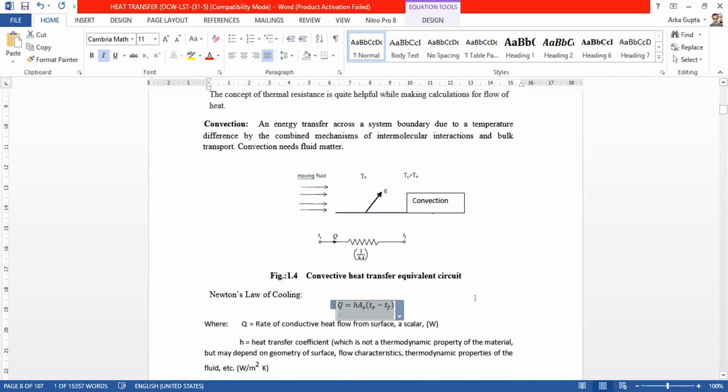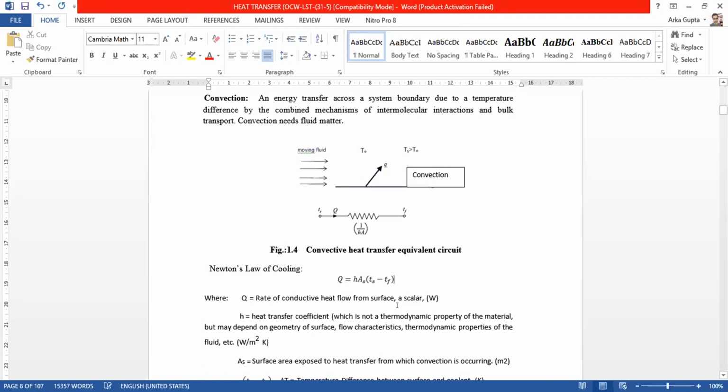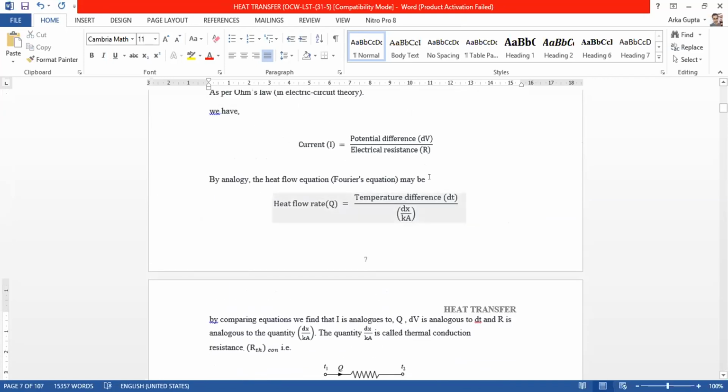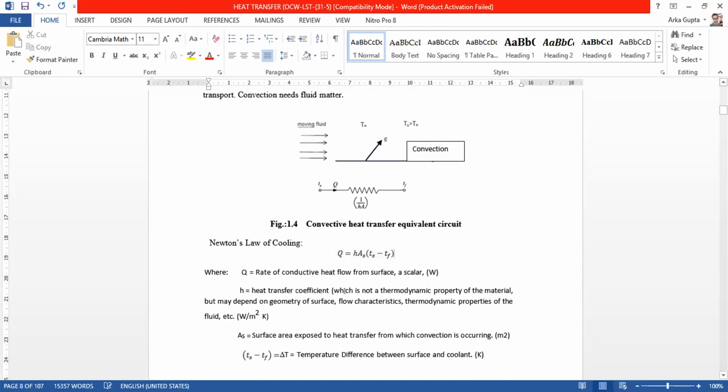Now an electrical circuit analogous to this has been shown. The resistance here will be 1 by hA, as the temperature difference is divided by the term hA. If we rearrange the equation like that, dT divided by that one, the resistance will become 1 by hA.